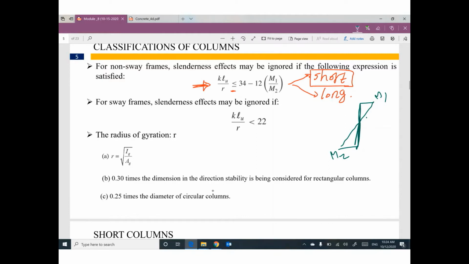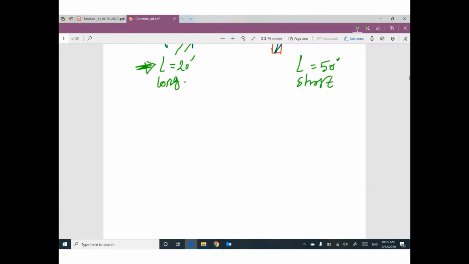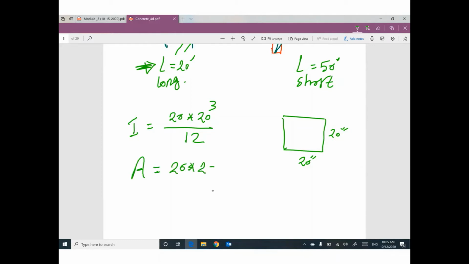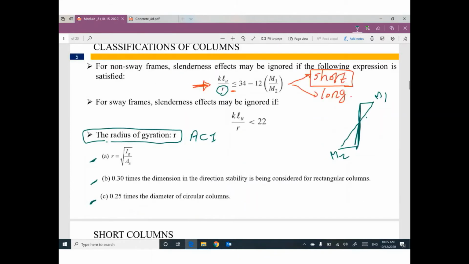What is the meaning of r? r is the radius of gyration. According to ACI, you have 3 different ways to figure out the value of r. Based on strength of materials, r, the radius of gyration, equals the square root of I gross divided by A gross. So for example, if you have a column like this, 20 inch times 20 inch, the inertia of this cross section will be 20 times 20 to the power 3 divided by 12. The area of this cross section is 20 times 20. The radius of gyration of this cross section is the square root of inertia divided by area. I can get it. We have a simpler form.